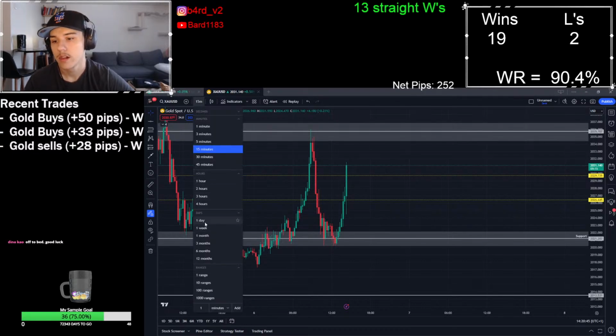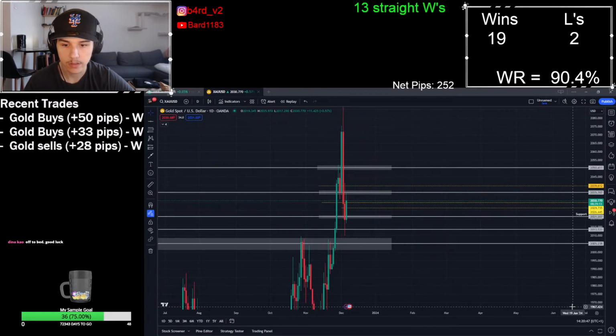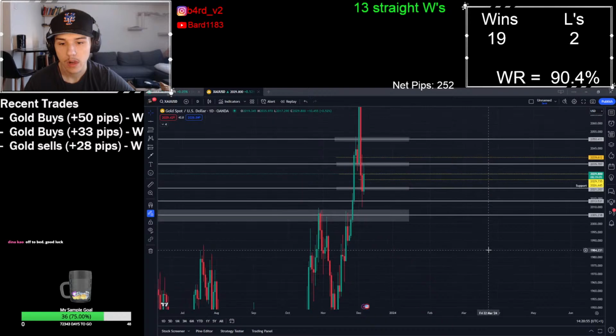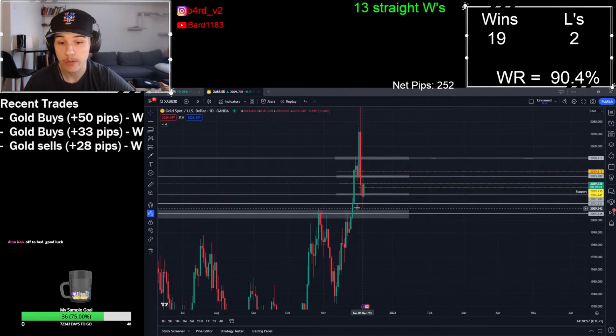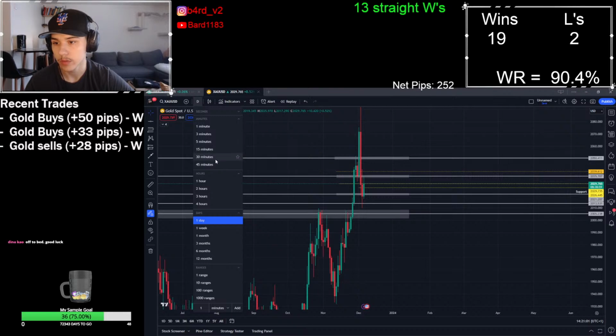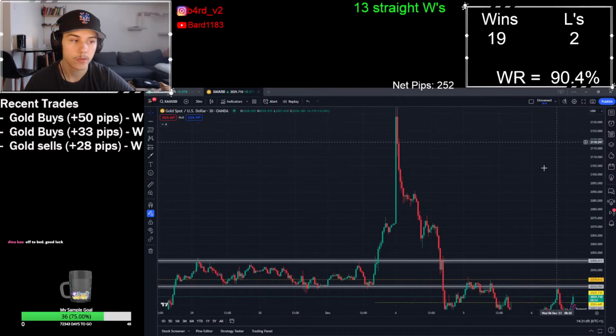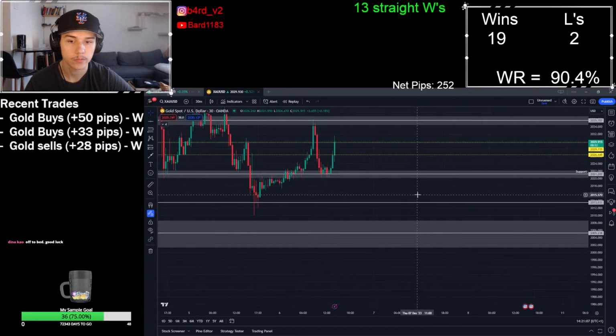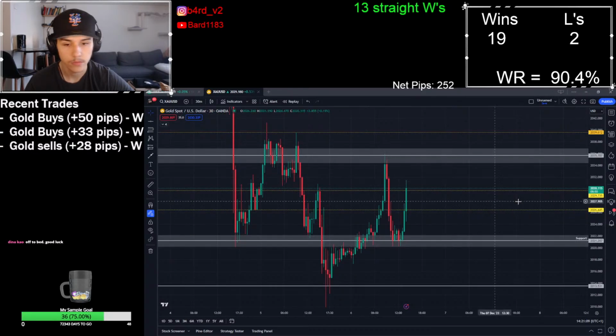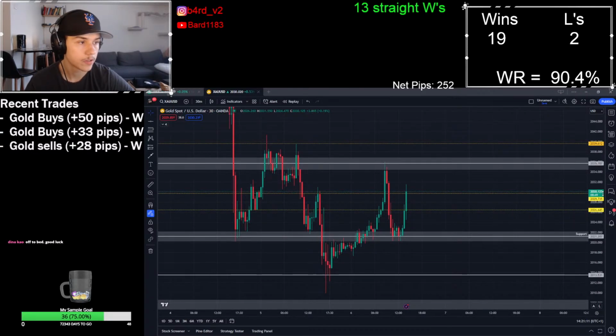Still, if we go to the daily, we did tap into that resistance right here on the daily. We did tap 2035 on the daily. So what do I believe is going to happen on the daily? I believe we're going to flip and fill the wick down to 2009. That's what I believe we're going to do on the daily. Very bearish here. On the high time frame, I'm bearish.